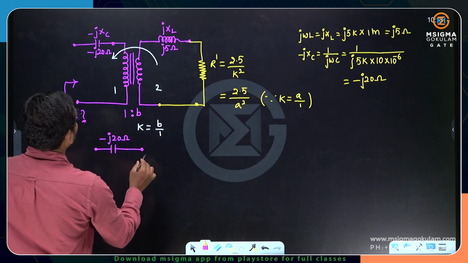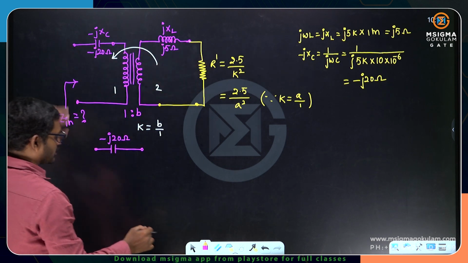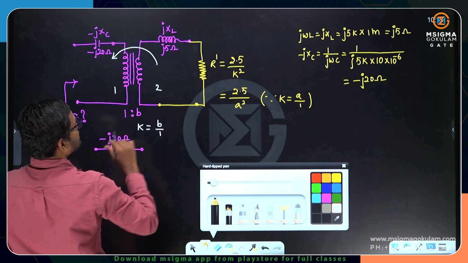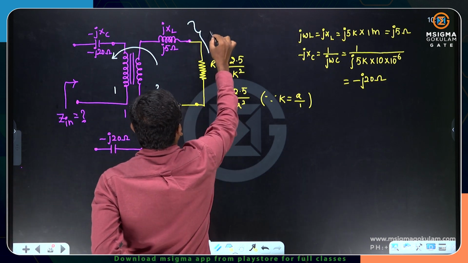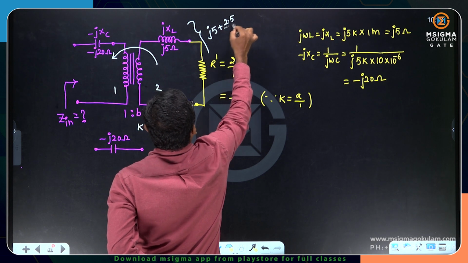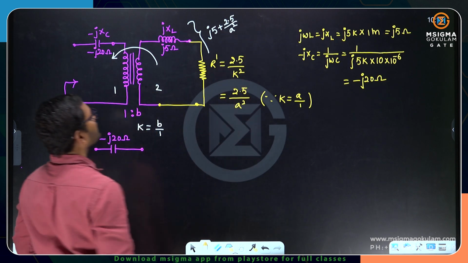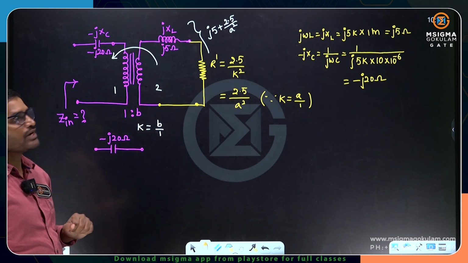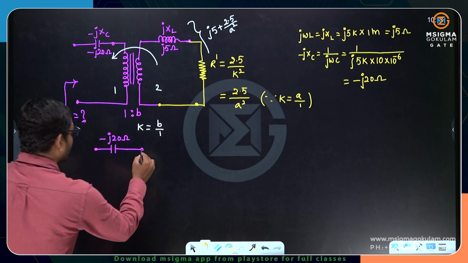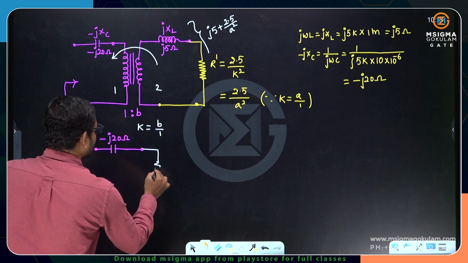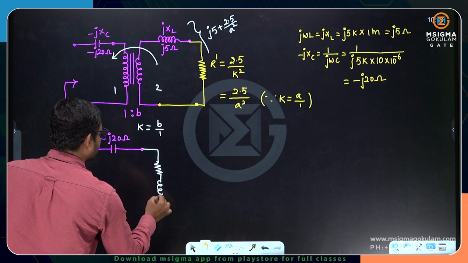Now the second part I am transferring onto the first side. So what will it be? The whole part divided by K square. Now what is the whole part? The whole part is j5 plus 2.5 by A square, because they are connected in series. So I am just adding j5 plus 2.5 by A square. Now it will be resistive nature and inductive nature.